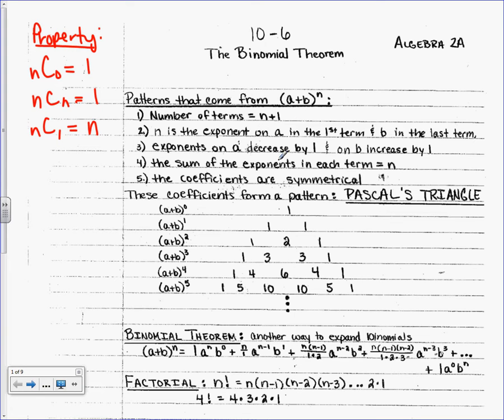So before I even do anything, there's a couple of properties that I assume you don't remember, if you've ever even seen them. These capital C's stand for combination. It's going to be a button in your calculator that I'll show you later, but for now, let's just write them down. So that says nC0 equals 1, nCn equals 1, nC1 equals n.